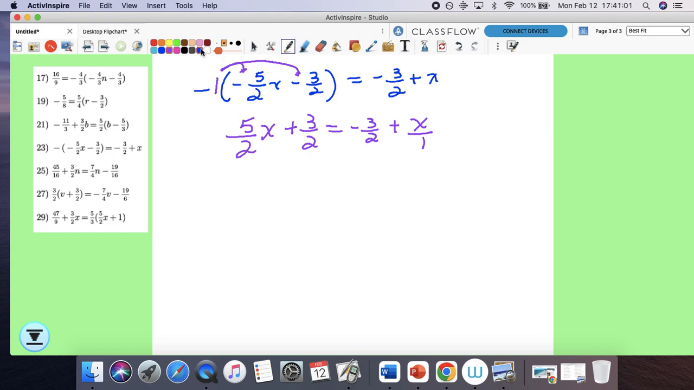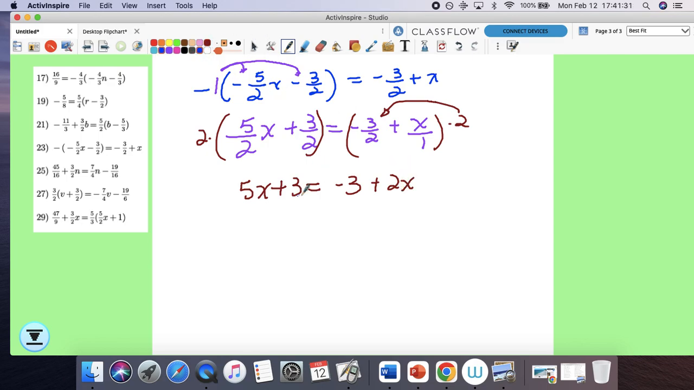We're going to multiply everything by 2, because that's the LCM. So multiply this side by 2. Multiply this side by 2. Actually, I didn't need to put it over 1. So this 2 and this 2 simplify to 1. We get 5x. And then this 2 and this 2 simplify to 1, and we just get 3. On the right side, 2 times, we multiply these, right? The 2 simplifies to 1, and left is negative 3. And 2 times x is just 2x.